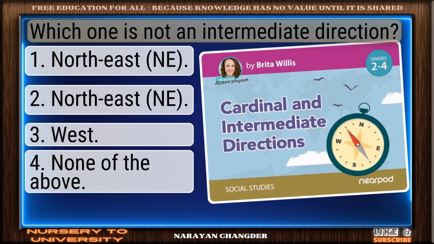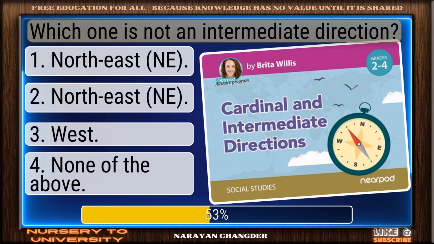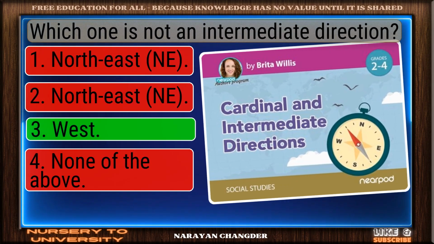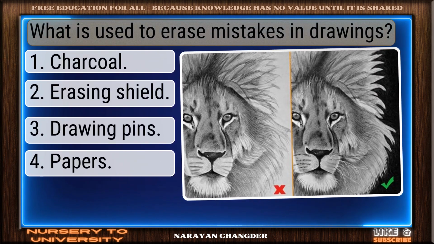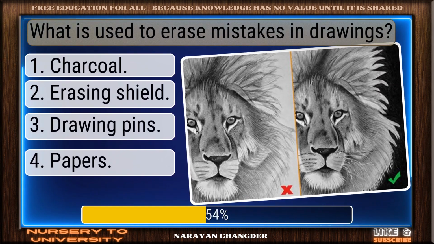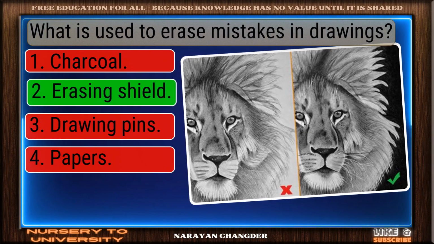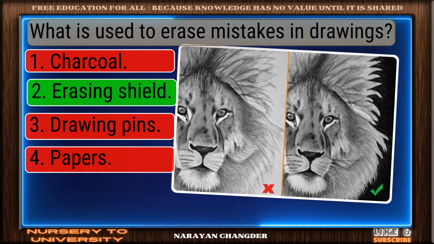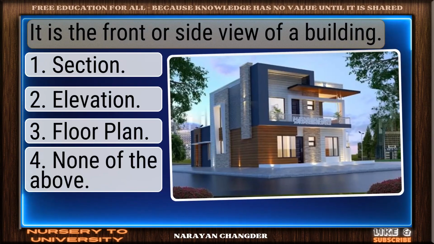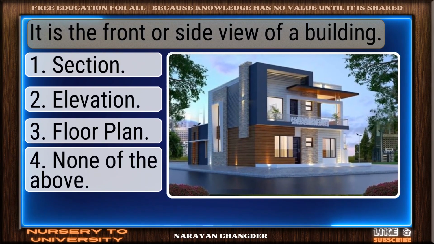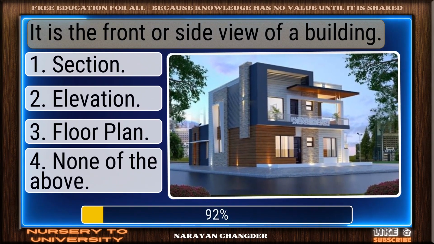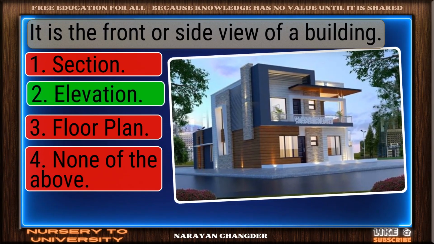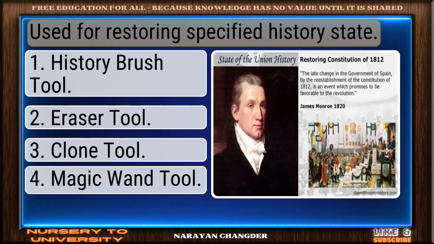Which one is not an intermediate direction? Good job. West works well. What is used to erase mistakes in drawings? Excellent choice. Erasing shield is right. It is the front or side view of a building. Correct. Elevation is spot on.